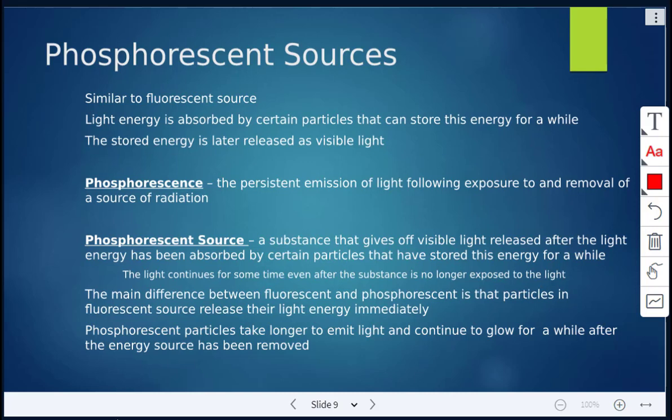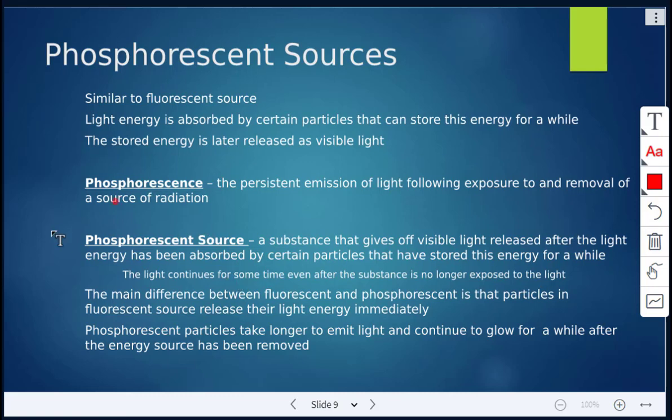All right, so the next type we're going to talk about is the phosphorescent sources. They are quite similar to the fluorescent source. So light energy is being absorbed by certain particles that can store this energy for a while. That stored energy will then later be released as visible light. All right, so phosphorescence is the persistent emission of light following exposure to and removal of a source of radiation.